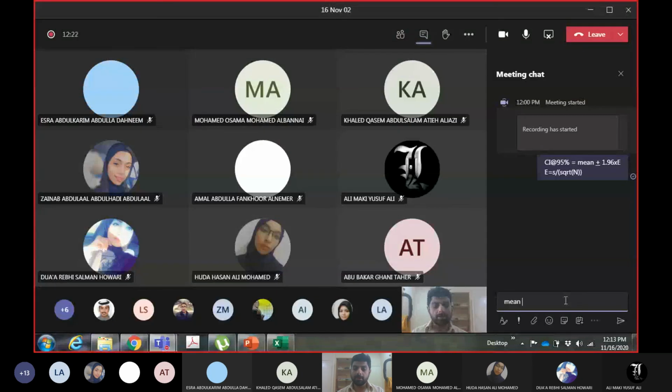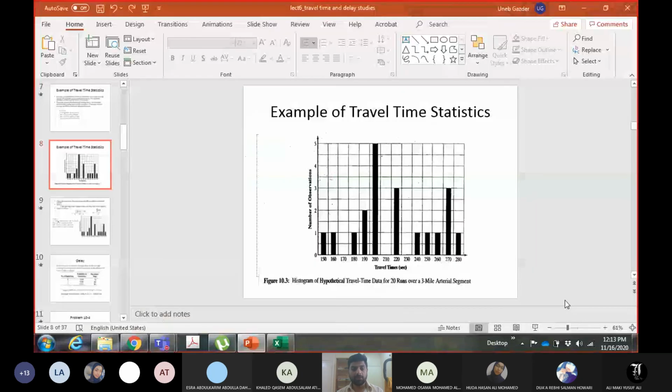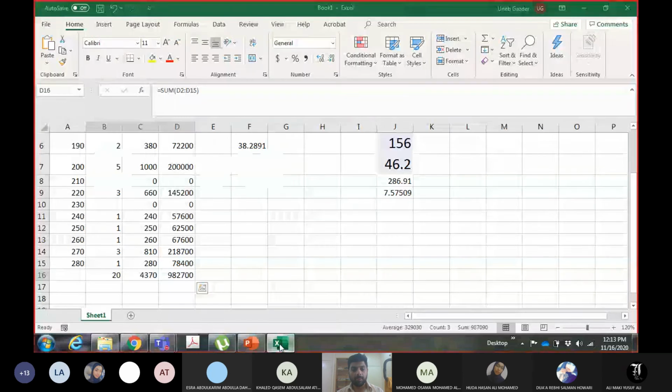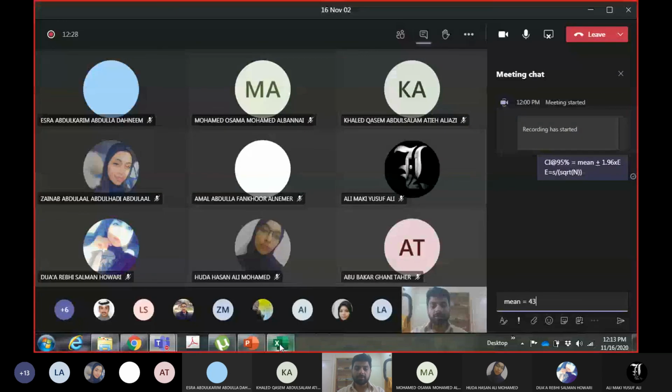Okay, so mean equals summation of n into t, which is 4370 divided by capital N, which is 20. Okay, you get the mean. And for standard deviation, I will do this. S equals square root of, let's put a bigger bracket here.